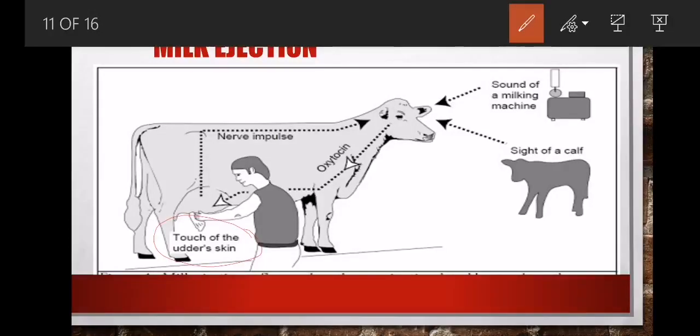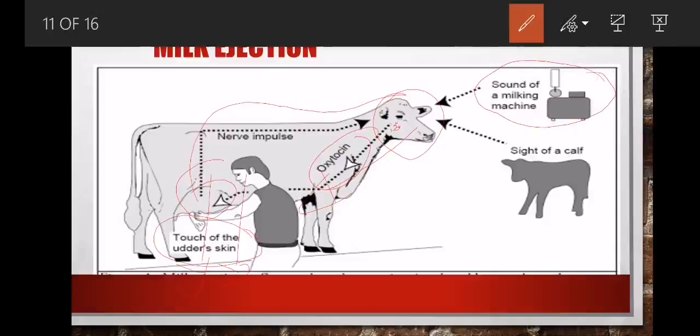Then impulses or messages are sent to the brain. When the impulses are sent to the brain, they go to the pituitary gland. They cause the pituitary gland to secrete the hormone. This hormone is responsible for releasing the milk. So the hormone is what? It's oxytocin. It will go there and cause the muscles to relax, then milk will be released.